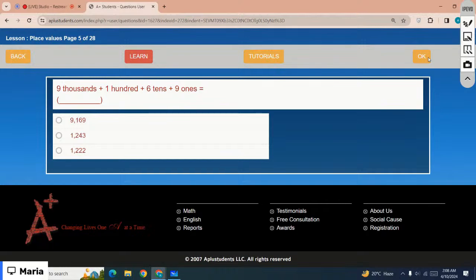9000 plus 100 plus 6 tens plus 9 ones. Which is the correct option? Yes, very good. The correct option is option number 1, 9169. That is the correct option.